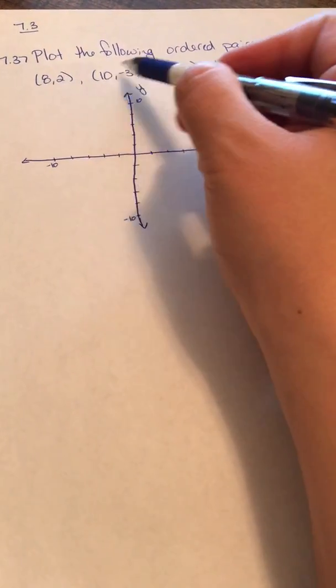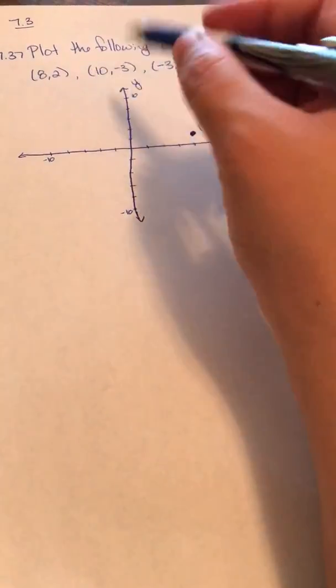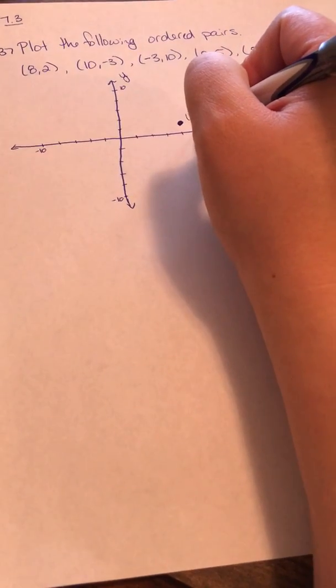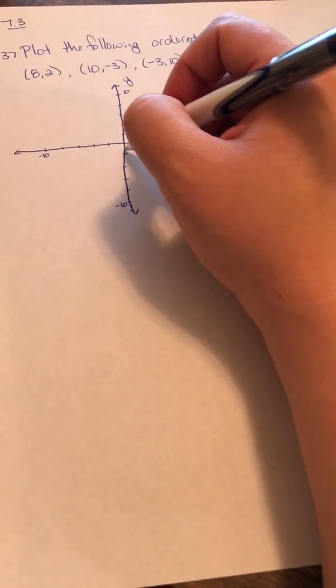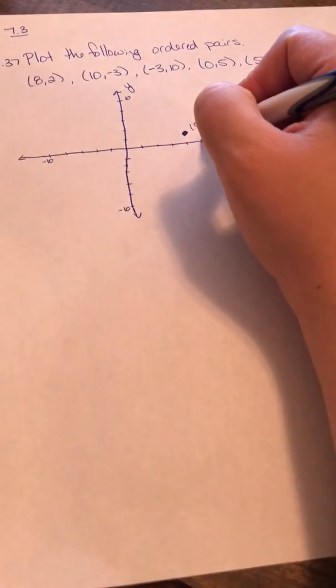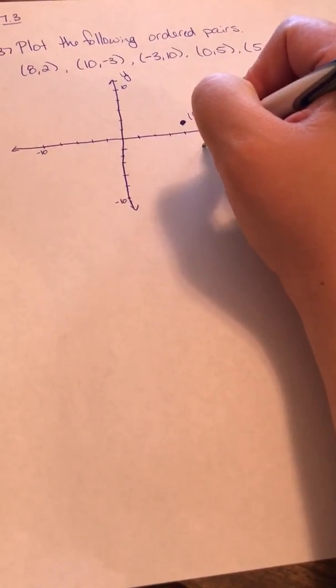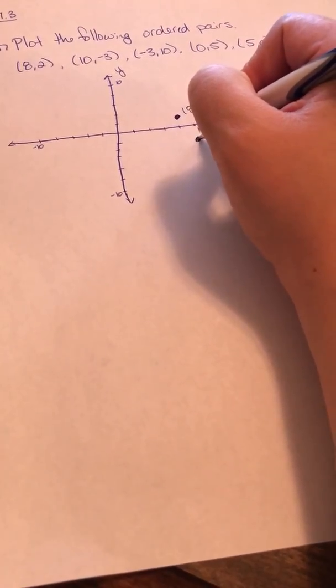The next one, we've got 10, -3. So 10's positive, it means we go right 10. -3 is negative, so we go down 3. So we've got 2, 4, 6, 8, 10. And then down 3. Again, I ticked off by 2, so this is -2. So -3 is about here, between -2 and -4, roughly. Somewhere right in there.